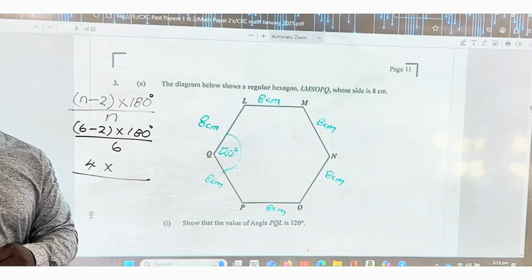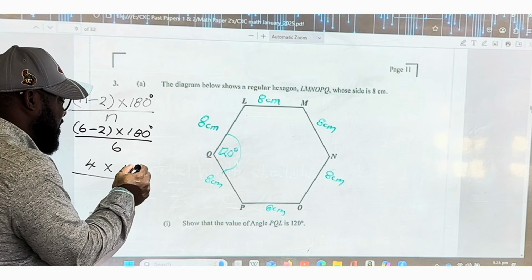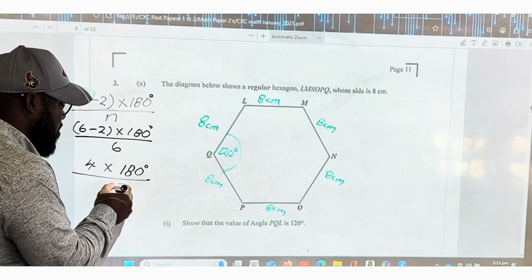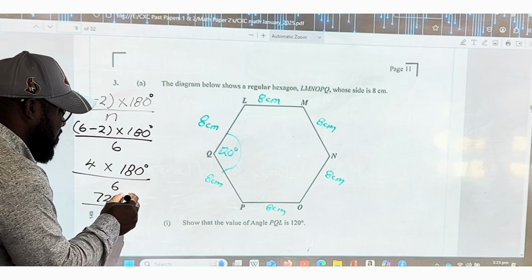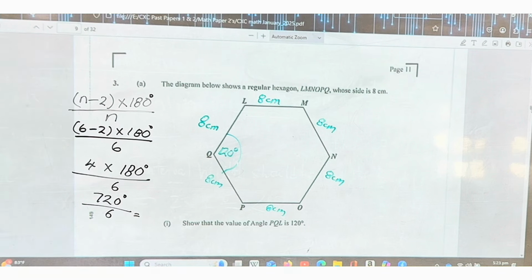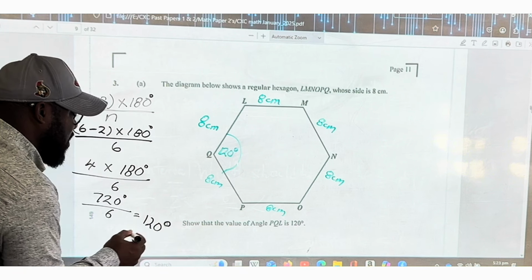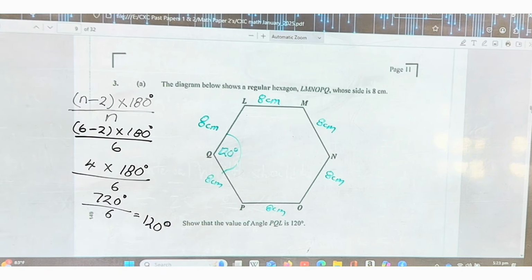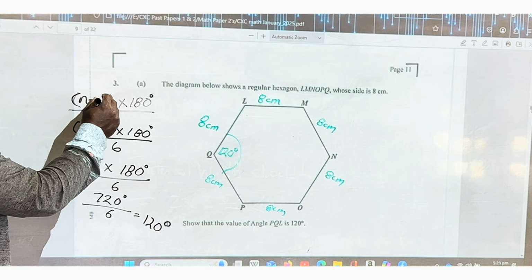Yeah, I know you gotta be funny, eh? Like the last time. 4 times 180, so I do that quickly. 720. Okay, so 720 degrees divided by 6 is 120 degrees. Okay, so see that? This formula, which I gave you a couple classes ago.